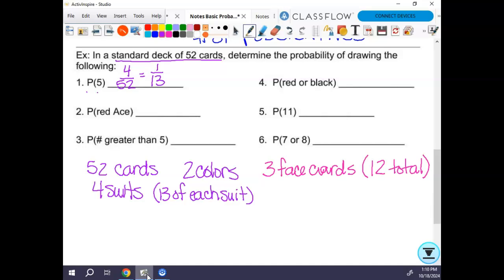Okay. So then the probability of a red ace. How many red aces are there? 2. So that's just 2 out of 52, right? And then you can either reduce the fraction or get the decimal. That would be 1 out of 26.